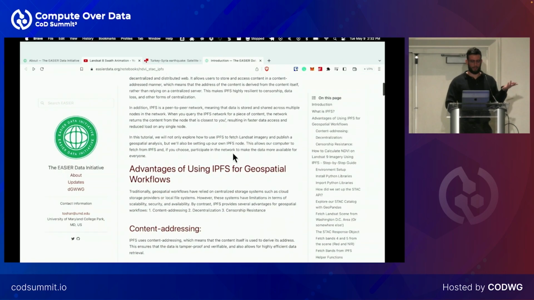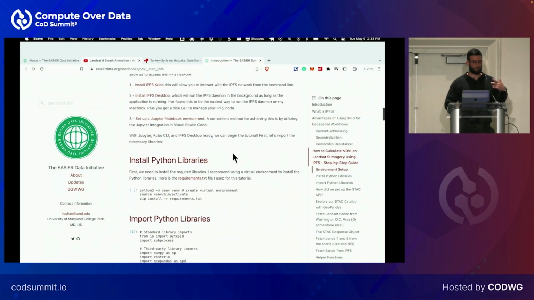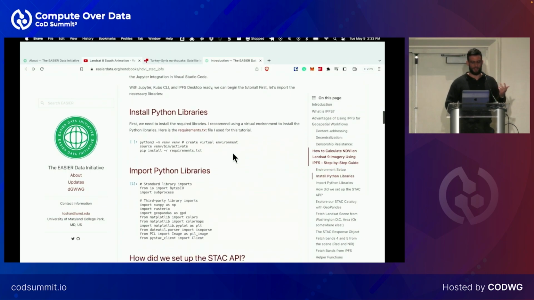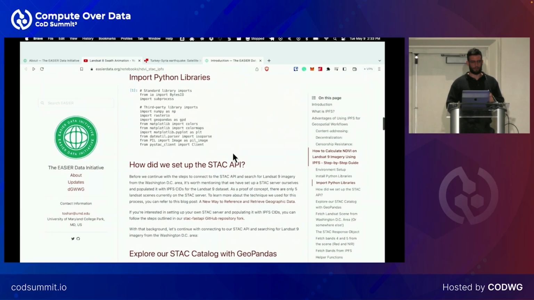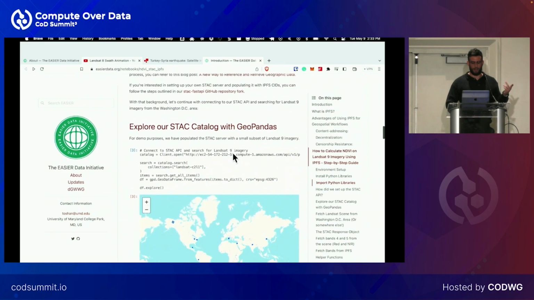Okay, so here is a Jupyter notebook that I wrote. You have to do all these Python library installs, and the reason I'm mentioning this is how inhibitive this is to doing research. If anyone wanted to replicate my analysis just using this notebook, they would have to install these libraries. We also install IPFS and use the Kubo CLI.